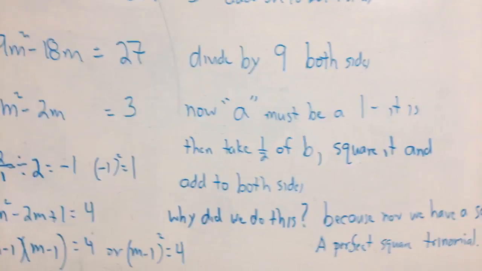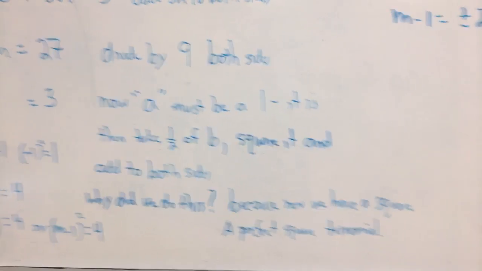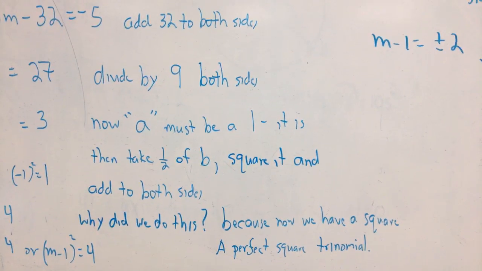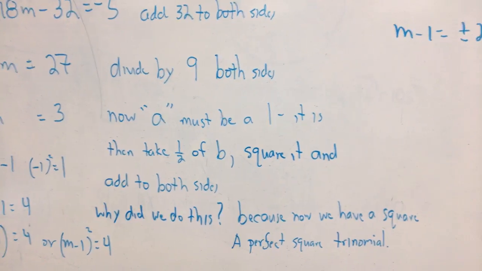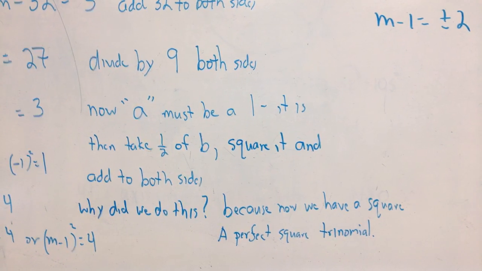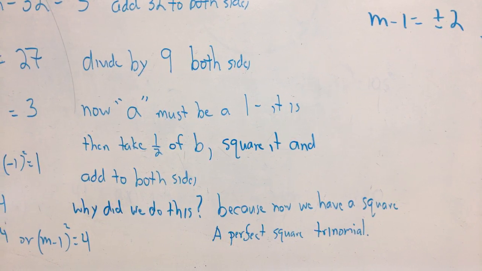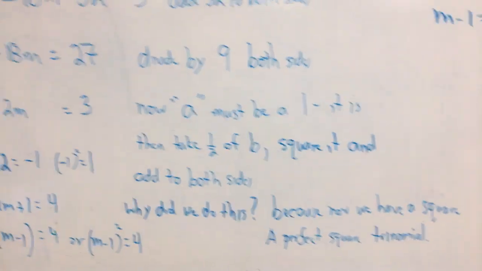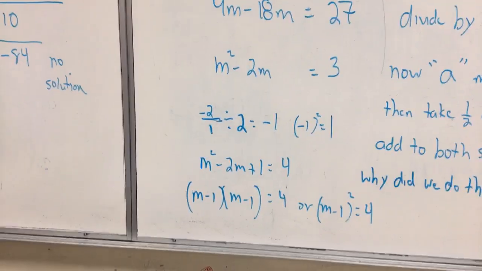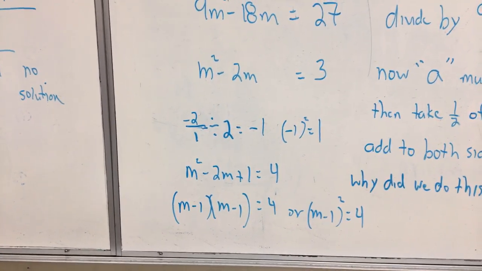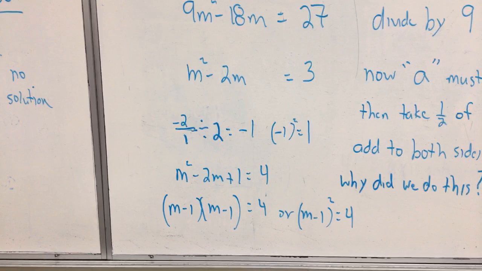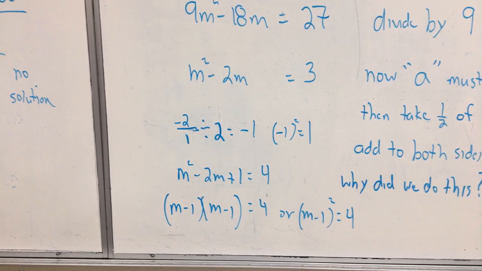Now here's the question: why did we do that? Well, because what we've built is a square. That's the whole gist. We're building a square. And what we have on the left is a perfect square trinomial. If you recall from your factoring days, that factors into m minus 1 times m minus 1 is equal to 4, or m minus 1 squared is equal to 4. That's the goal right there.